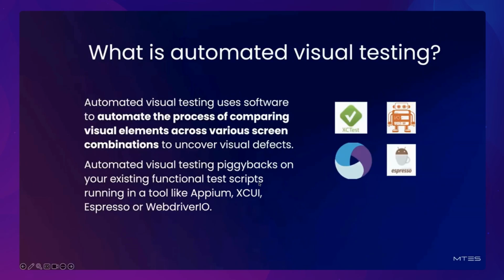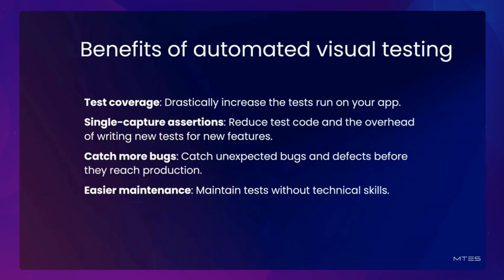So how do we help address this challenge that manual visual testing provides? We can also leverage automated visual testing. Automated visual testing uses software to automate the process of comparing visual elements across various screen combinations to uncover these visual defects. Automated visual testing piggybacks on your existing functional test scripts running in a tool like Appium, XCUI, Espresso, and WebdriverIO, and automates the process of taking a screenshot and performing the comparison. And using this approach, we find it having the following benefits.